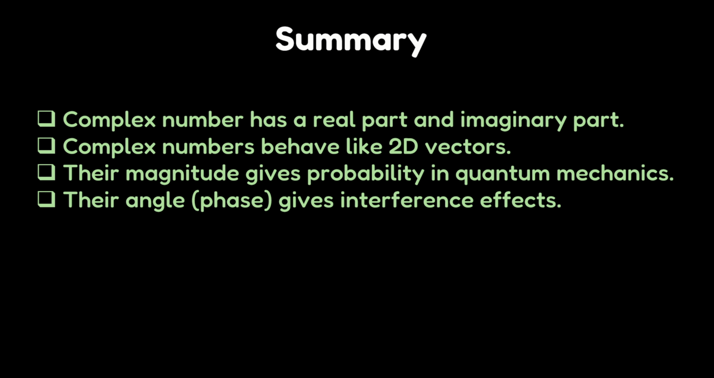Now, before we go to the lab, remember few things. A complex number has a real part and imaginary part. Complex numbers behave like 2D vectors. Their magnitude gives probability in quantum mechanics. Their angle or phase gives interference effects.